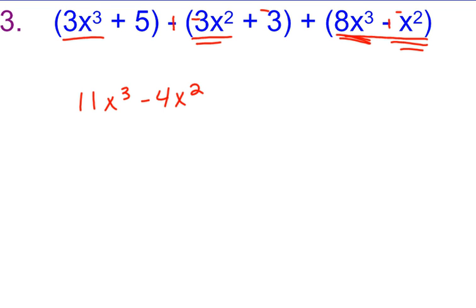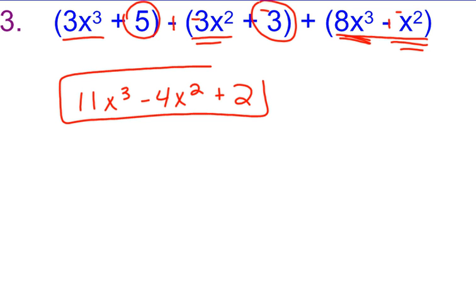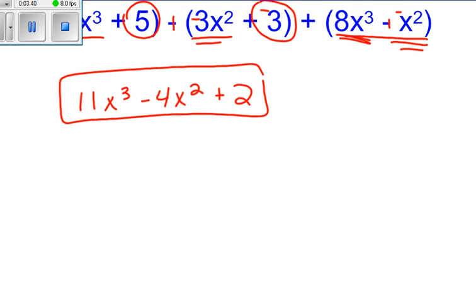And then I'm going to look for some x's, because that should come next in descending order, but I'm not seeing any just x the first. So I look at my numbers. A 5 and a negative 3 would add up to a 2. And there's my answer. Hopefully that was a quick enough review for you on how to add and subtract those equations or expressions.